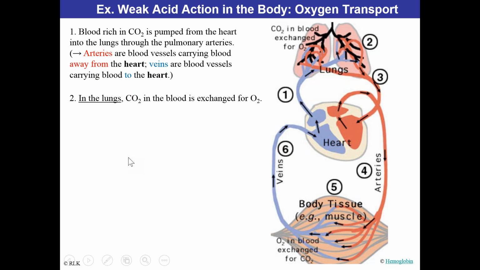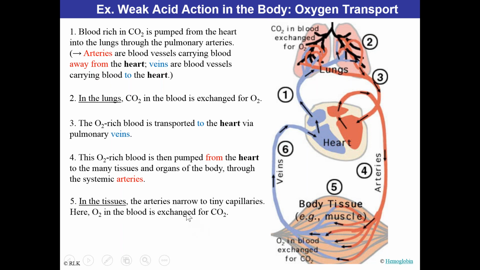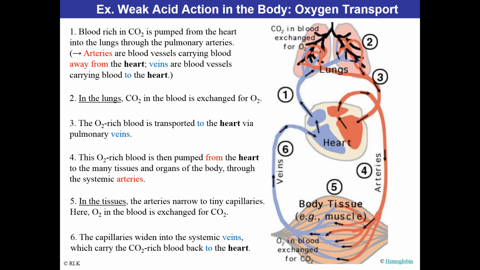In the lungs, CO2 in the blood is exchanged for oxygen. The oxygen-rich blood is transported to the heart via the pulmonary veins, and then it is pumped from the heart to the many tissues and organs of the body through the systemic arteries, okay? In the tissues, the arteries narrow to tiny capillaries. Here, O2 in the blood is exchanged for CO2, and the capillaries widen into the systemic veins, which carry the CO2-rich blood back to the heart.